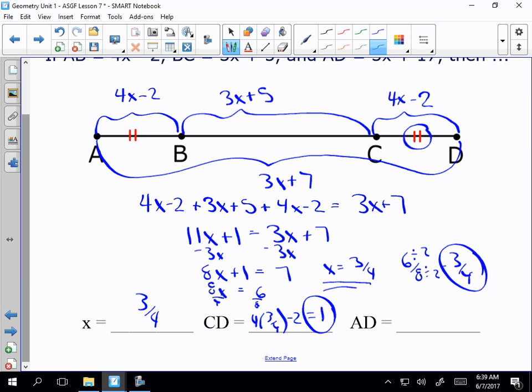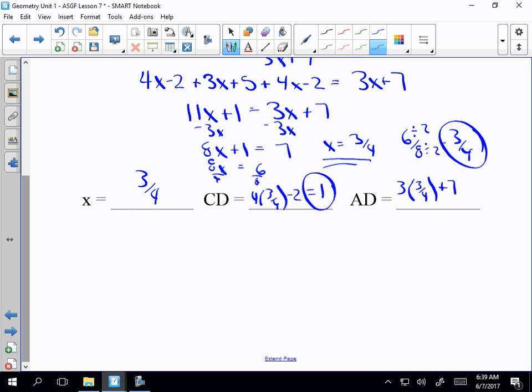Now, if I want the AD length, okay, then we're having to multiply that out as well. We've got 3 times the 3/4 plus 7. Okay, so 3 times 3 is 9, so we have 9/4 plus 7. 7 is equal to 28/4. So then we add those pieces together and we get 37/4. Now, if we want to break this down into a mixed number, we can say 9 1/4 for that value.